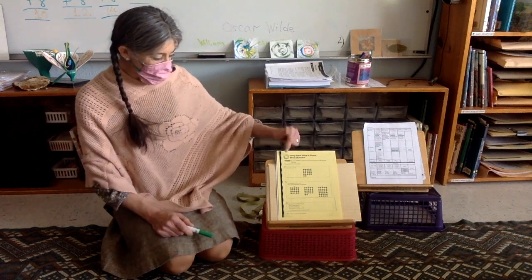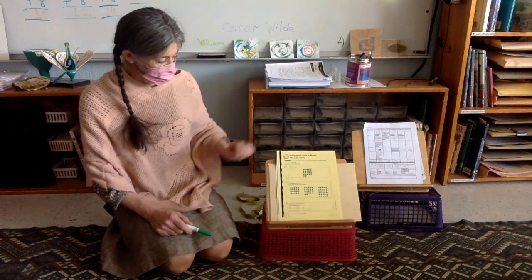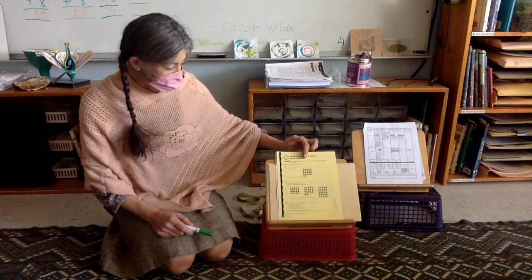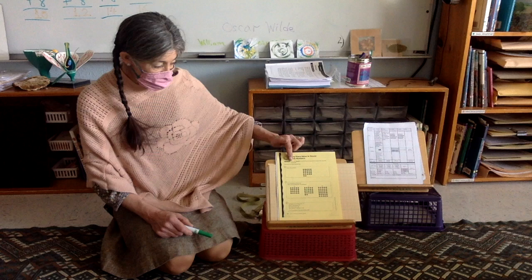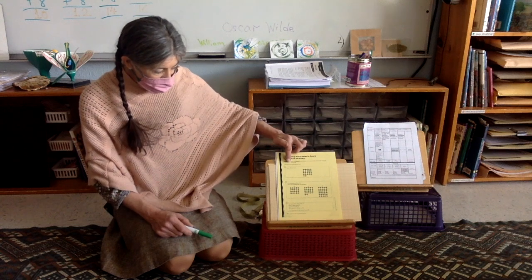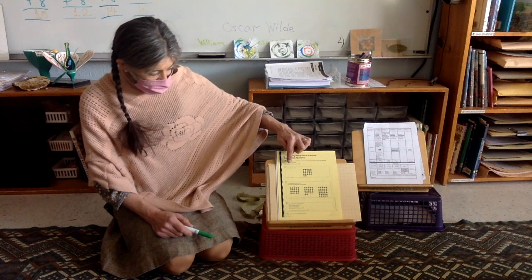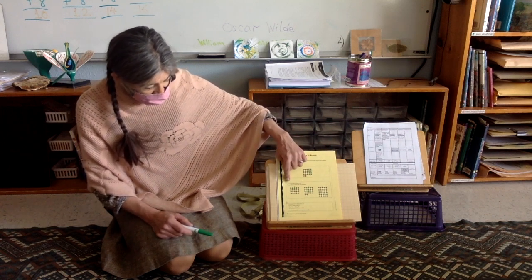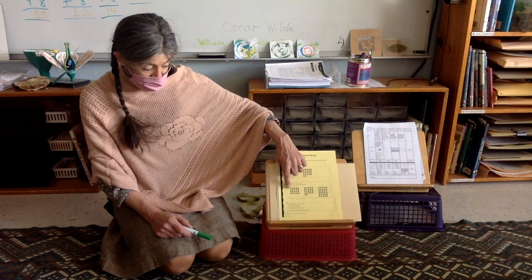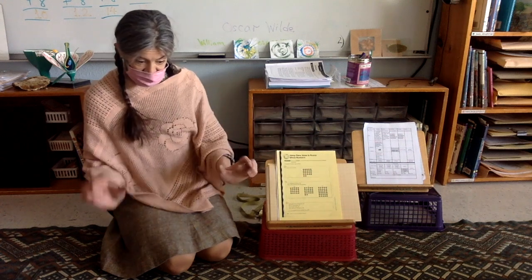Using place value to round whole numbers. You can round a number to the nearest 10 and to the nearest 100. Round 22 to the nearest 10. There's 22 counters. And 22 is between 20 and 30, right? Those are the closest 10s.